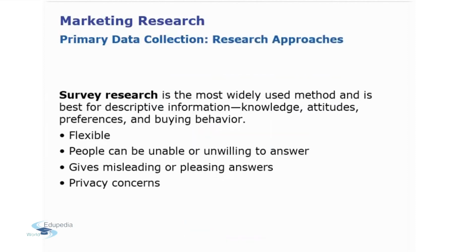Survey research, primary data collection research approaches. Let's look at the research approaches. I gave you a few examples in the previous slide. Let's look at some of them in detail. Survey research is the most widely used method and is best for descriptive information: knowledge, attitude, preferences, and buying behavior. Survey research is flexible. But people can be unable or unwilling to answer, give misleading or pleasing answers, and privacy concerns are always there. So these are the pros and cons of survey research.